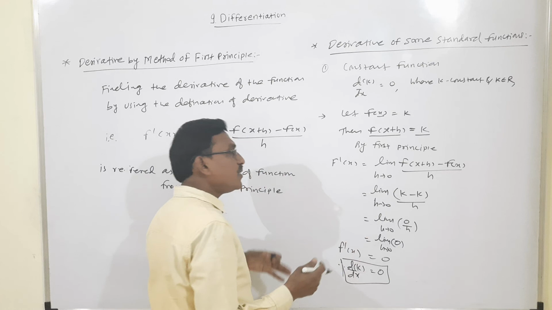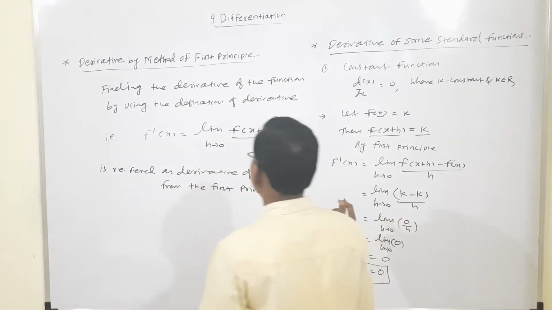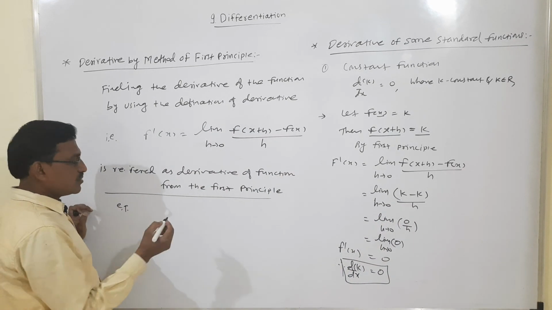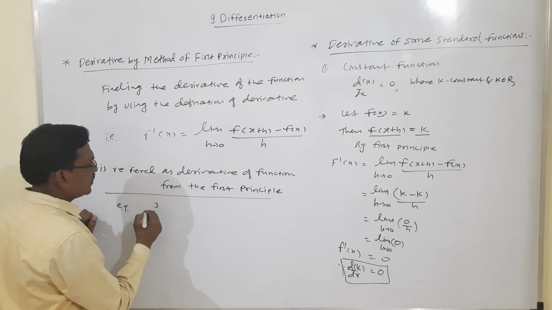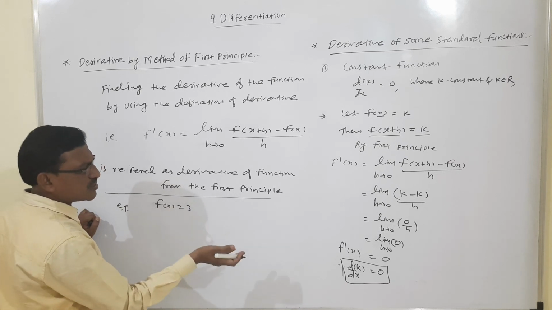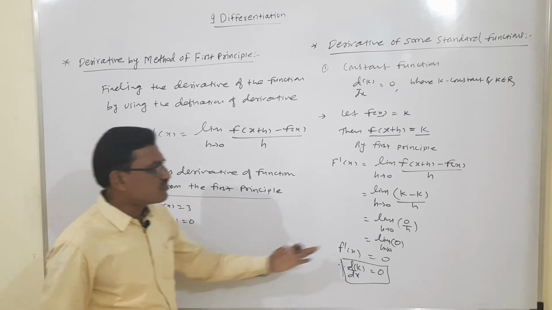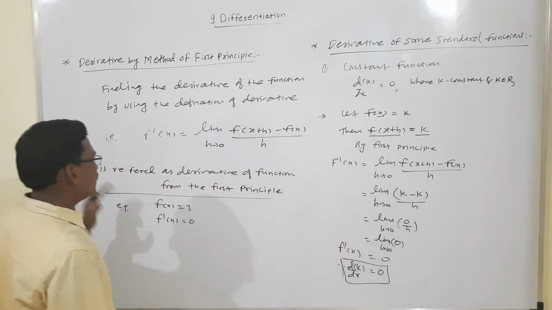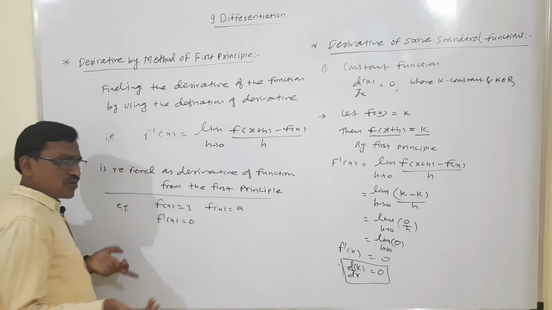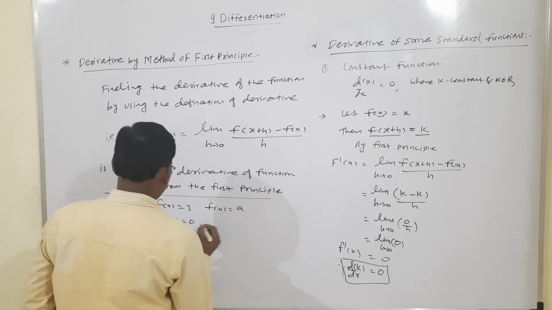Hence, the derivative of any constant, k being any real number, is 0. For example, suppose we consider the constant function 3 here. Consider the function 3. Then its derivative also is 0. Its derivative f dash x is equal to 0 by using this formula here. 3 minus 3 is 0. Also if we consider a function f of x equal to a constant a, b, etc., its derivative is 0.